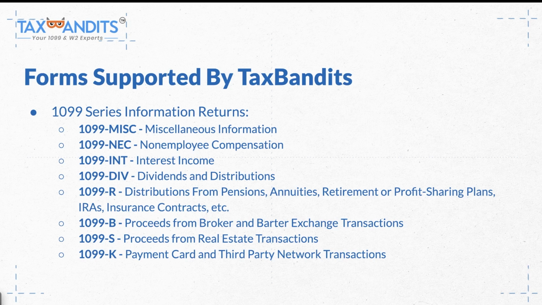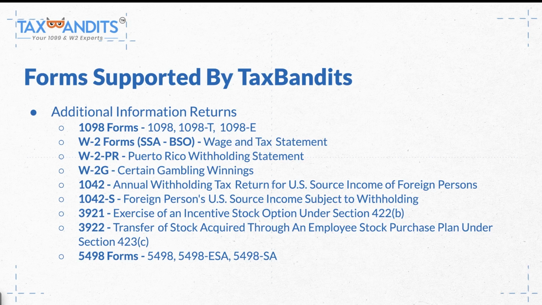The 1099-B is proceeds from broker and barter exchange transactions. 1099-S, proceeds from real estate transactions. The 1099-K, payment card and third-party network transactions. Some additional forms that we also have are the 1098 forms: the 1098, the 1098-T, and the 1098-E.